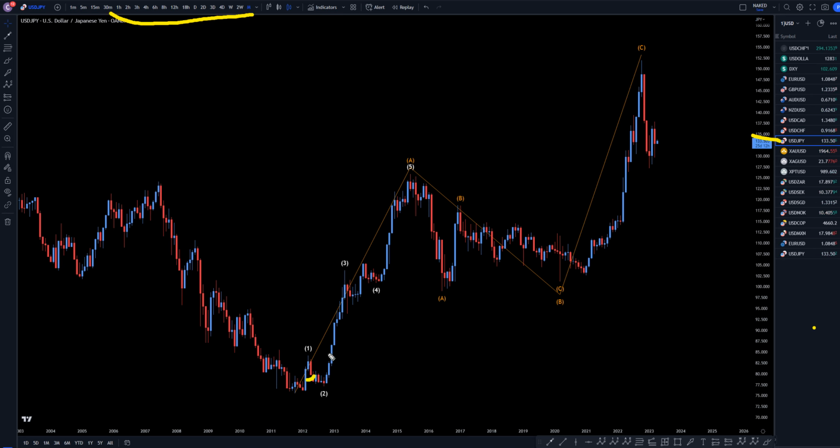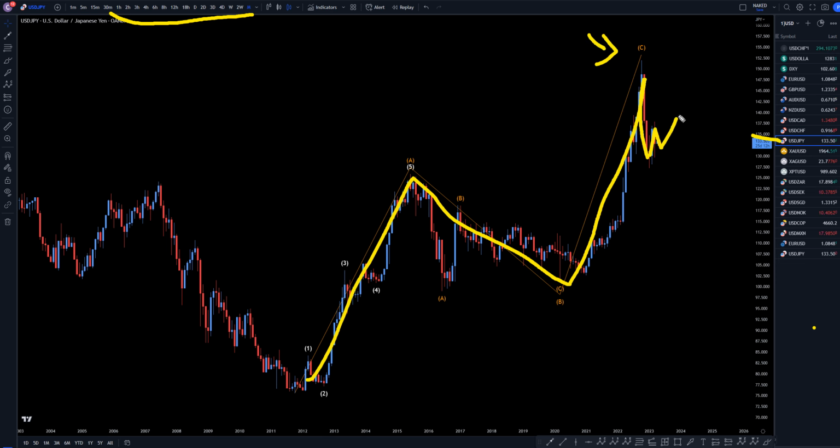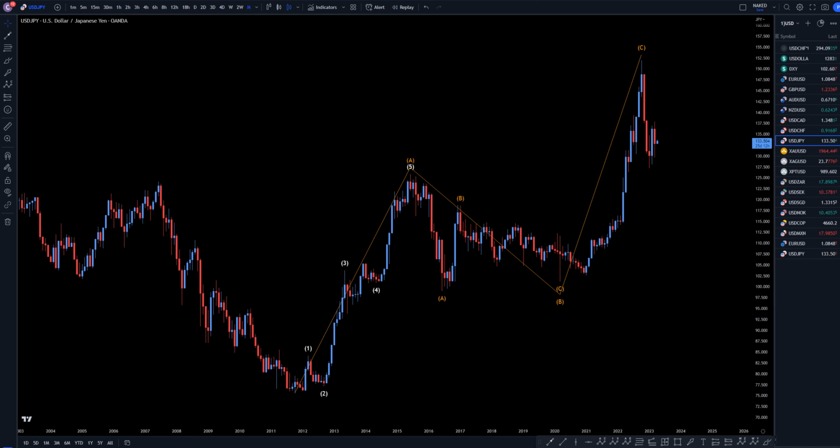So on the monthly, I am thinking that this is a big ABC correction. I definitely see a nice three-wave pattern with a nice impulsive move down. I think that's the end of a big ABC, and I do believe that this will end up continuing the downtrend, making lower highs and lower lows the whole way down. So let's keep going down to the weekly time frame.